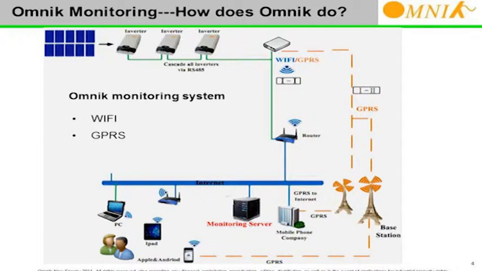Yeah, you can see this is our monitoring system. We use Wi-Fi and GPRS. The data logger collects the data from the inverter every 5 minutes, then transfers it to the Omnic website servers. Right now we have 2 servers. One is in the USA, another one is in Germany. The users can visit our website to do the monitoring through their laptop.